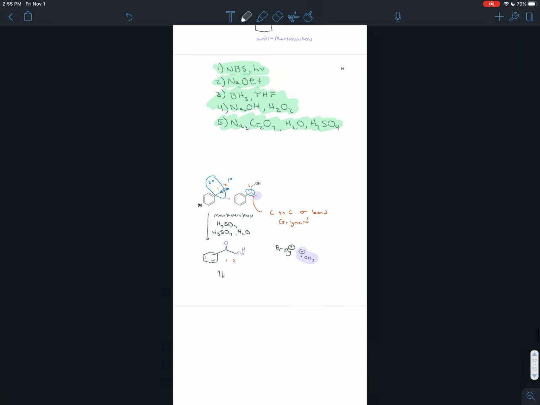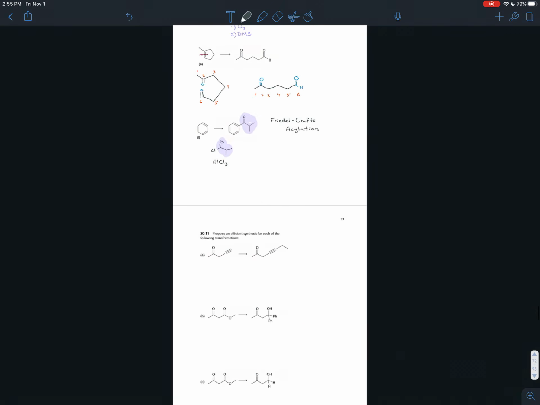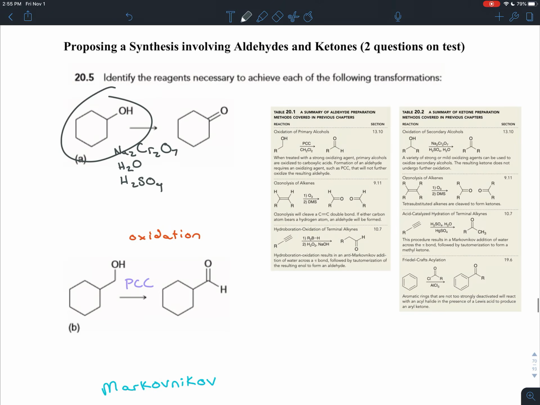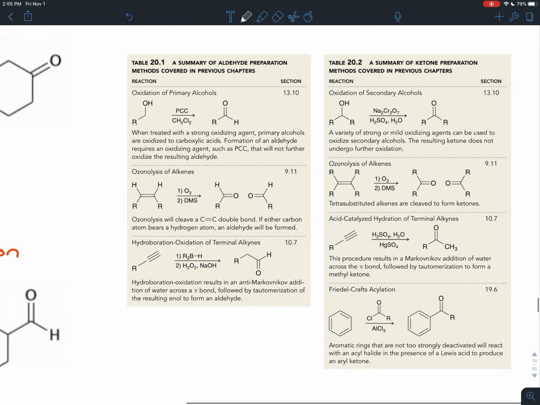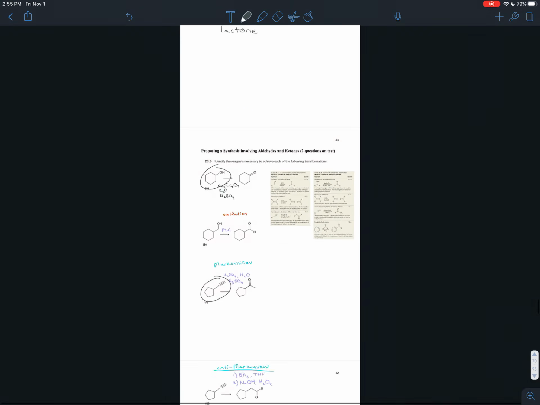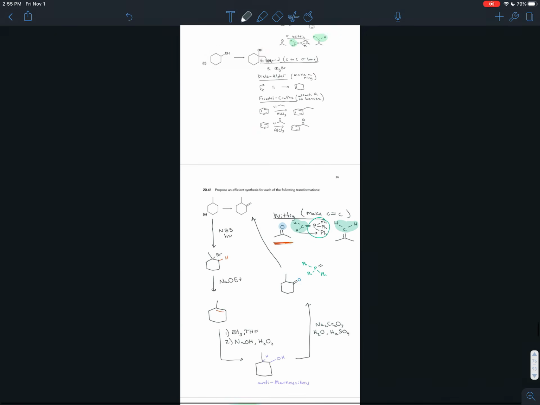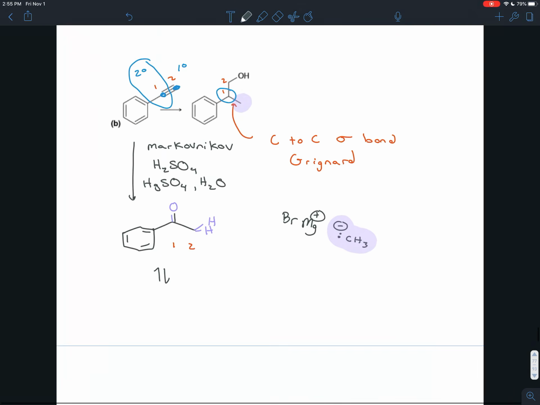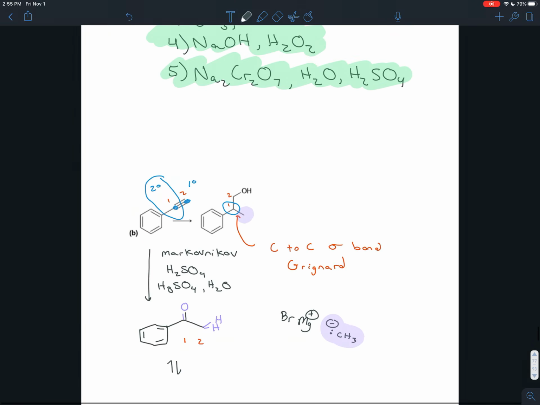And we've seen that before. We've seen it in the video we made for synthesizing aldehydes and ketones. In this table that we discussed, we saw that if you have a terminal alkyne, you can add sulfuric acid, water, and mercury 2 sulfate, and it'll turn it into a ketone. Okay, so now we have this ketone.